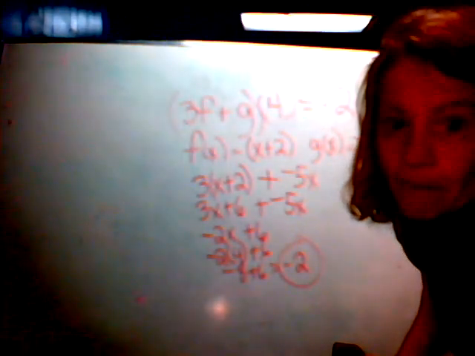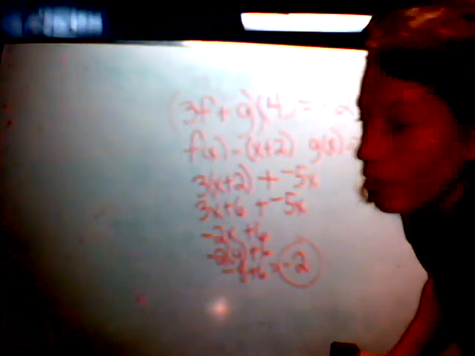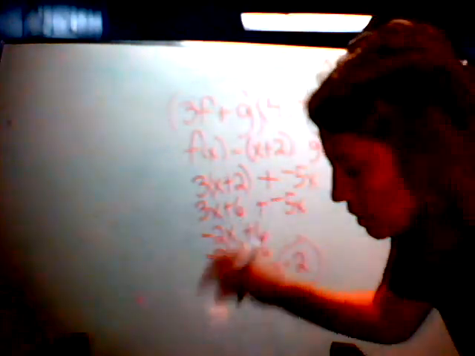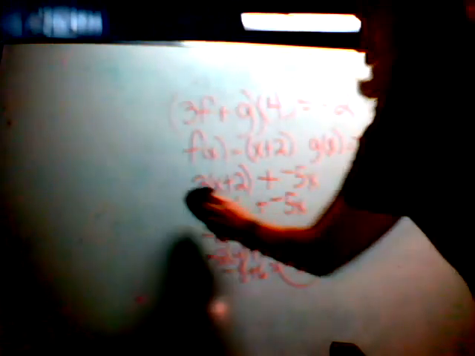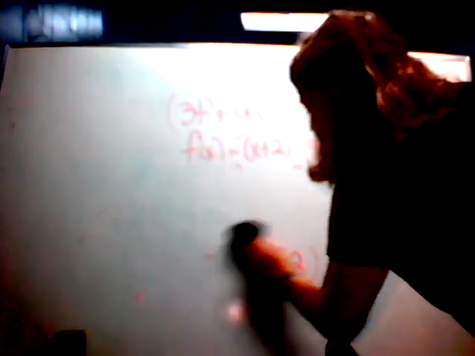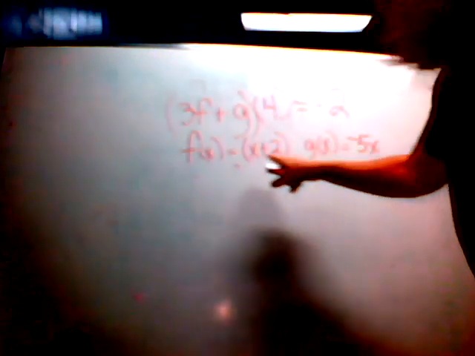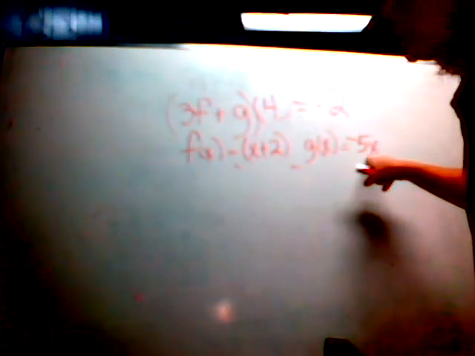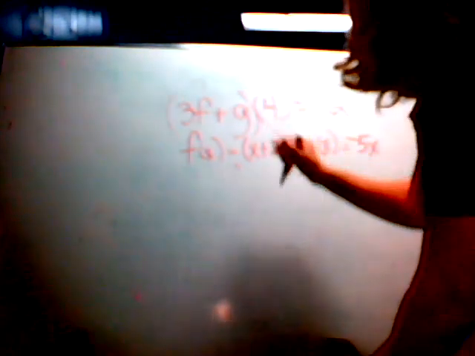Okay? The other option to do this problem is to plug in 4 into each of the functions and then evaluate it. So I'm going to show you the other way. But this is my preference. This is my first choice. Okay? Let's show you the other way to do it. You can just take the 4 and plug it into the f function. Take the 4 and plug it into the g function. So let's do that first.